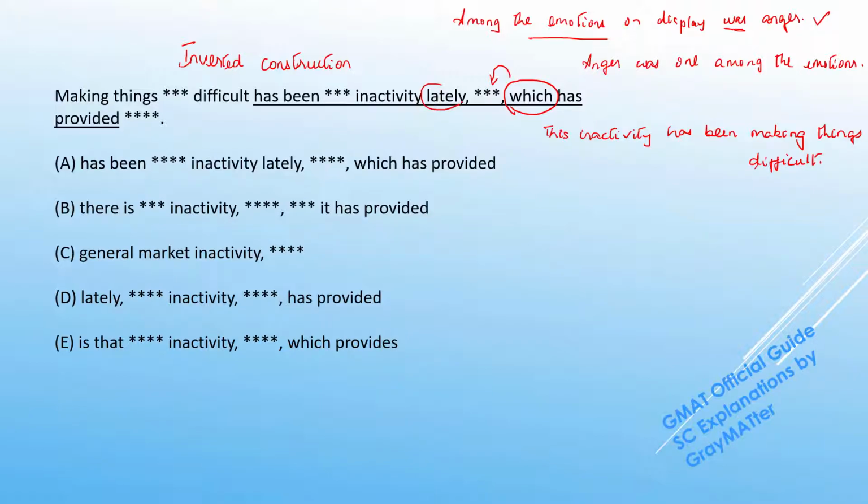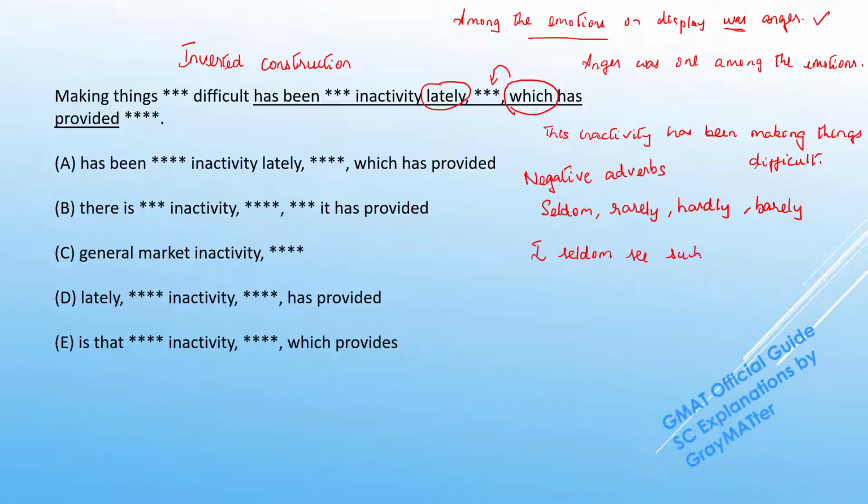But the main problem is with the usage of this adverb lately. Because one use case for this inverted construction is the usage of negative adverbs. For example, words like seldom, rarely, hardly, barely, all of these are negative adverbs because we say something like I seldom see such beautiful sights. So this can be perfectly rewritten as seldom do I see such beautiful sights. So as you can see, the placement of the verb and the subject has been inverted, and that's what the concept of an inverted construction is.